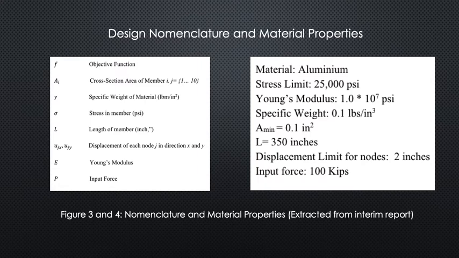Yeah, and these are some material characteristics, because we are only optimizing the cross-sectional area: the Young's modulus and the specific weight, and then also the length of the structure. I mean, the length of each member, they are fixed. Otherwise, there will be too many variables.